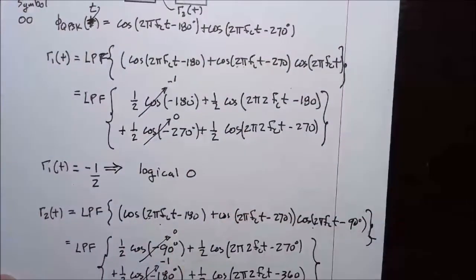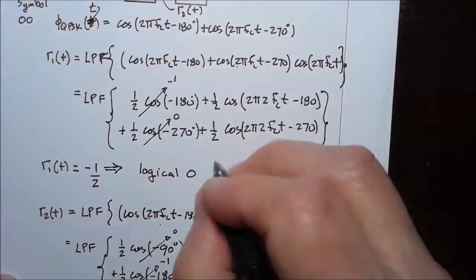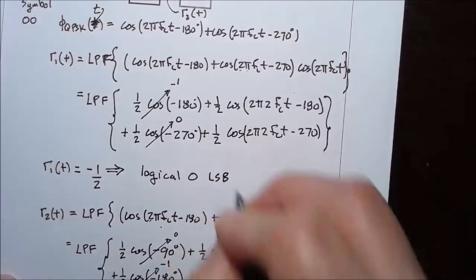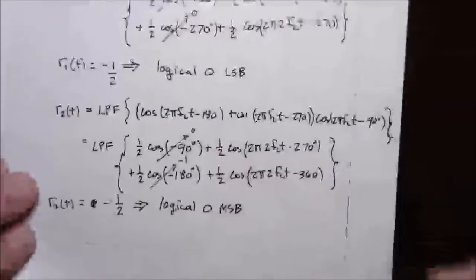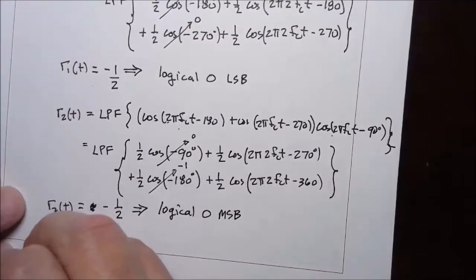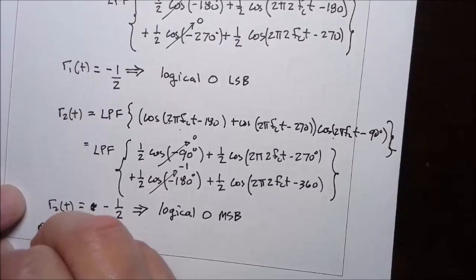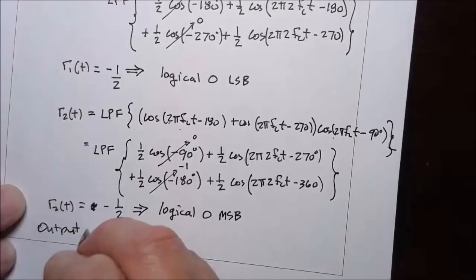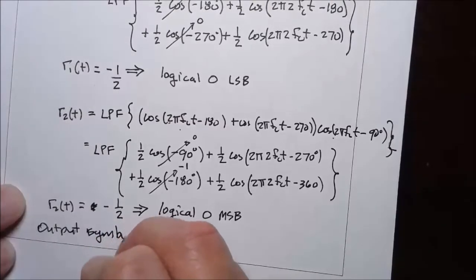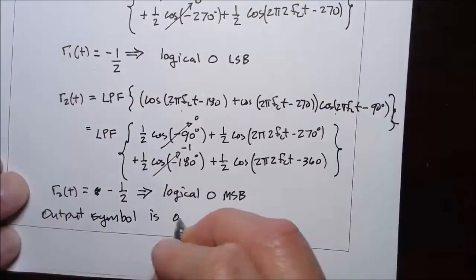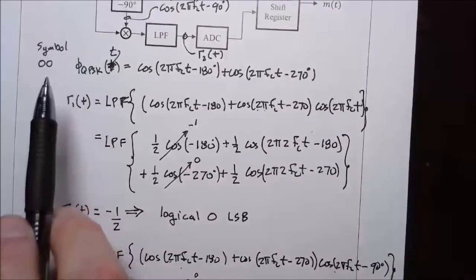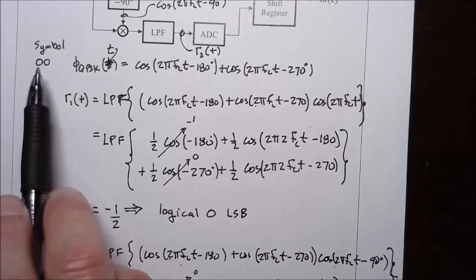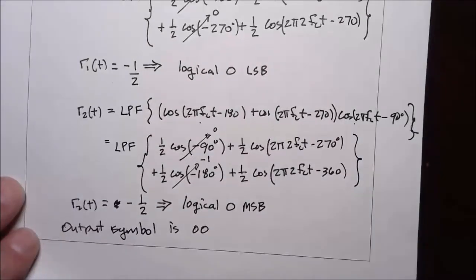So the first logical 0, that was the least significant bit. The second is the more significant bit, and they're both zeros anyway. So the output symbol is 0, 0. Okay, so we've successfully demodulated. When the input is a 0, 0, we've demodulated an output that is also 0, 0.